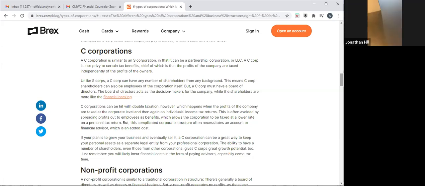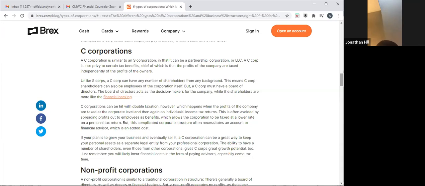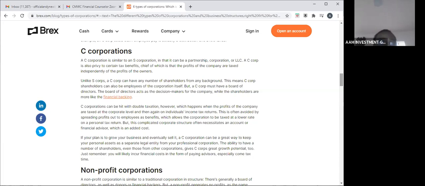Got it. All right. So now, a C Corp, here we go. Remember I said you just create a board, right? They're telling you right here. So this means that shareholders can also be employees of the corporation itself, but a C Corp must have a board of directors. So you remember your question, Jonathan? Do we have a board of directors? Definitely we do. Exactly. So that's the formula that we operate from as a nonprofit.